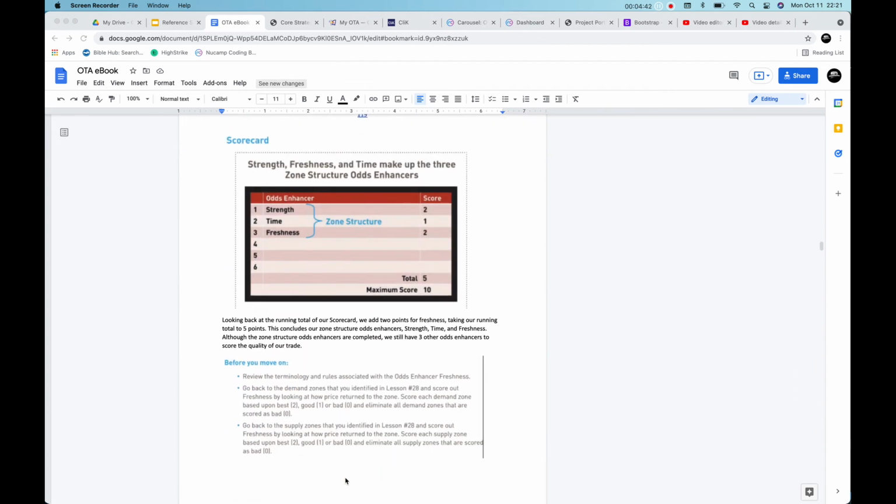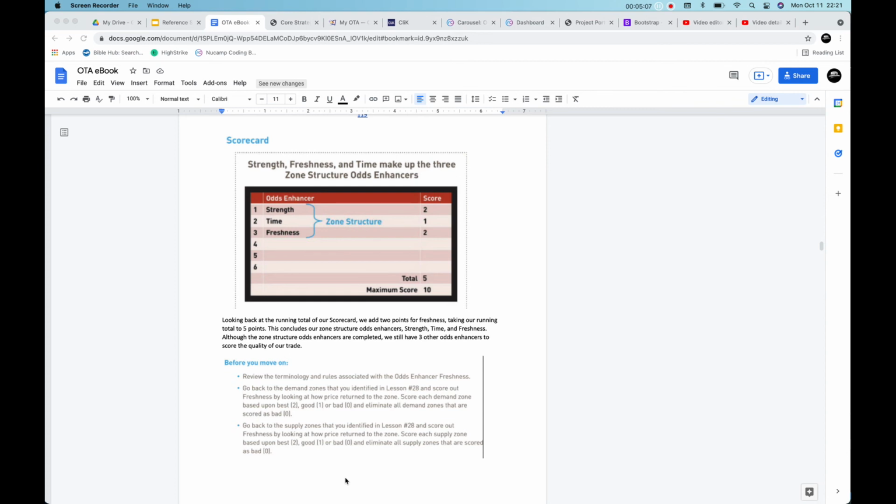Now, looking back at the running total of our scorecard, we are going to add 2 points for freshness, taking our running total to 5 points. 2 points for strength, 1 point for time, 2 points for freshness. This will conclude our zone structure odds enhancers: strength, time, and freshness.